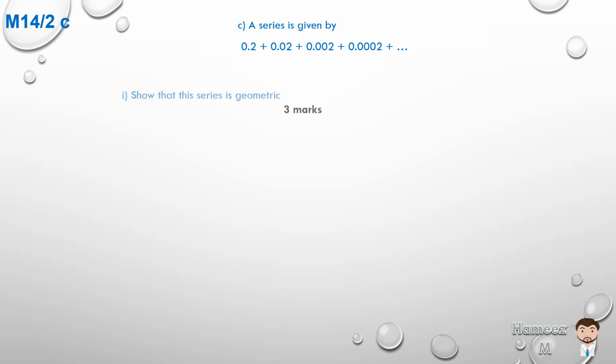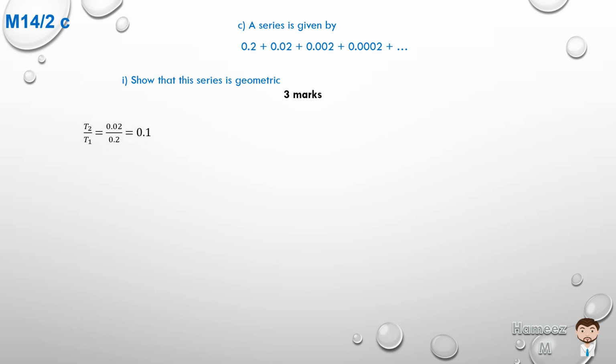May 2014, number 2C. A series is given by 0.2 plus 0.02 plus 0.002 and so forth. Part 1. Show that this series is geometric. If a series is geometric, then if we divide two consecutive terms, we should be getting the same constant value, or constant ratio. So let's divide t2 divided by t1.